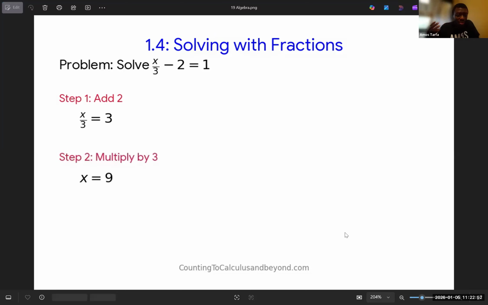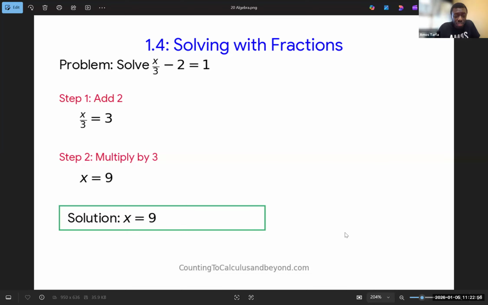And therefore, 3 times 3 is 9. The solution to this is 9. You could check your work. 9 divided by 3 minus 2 is 1.